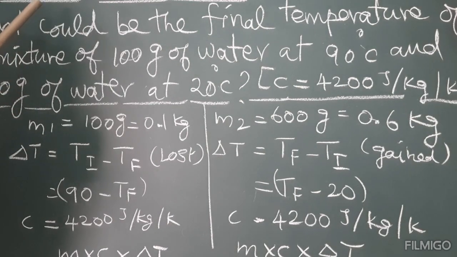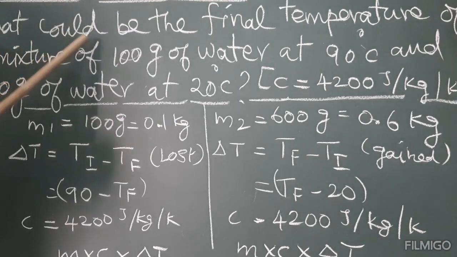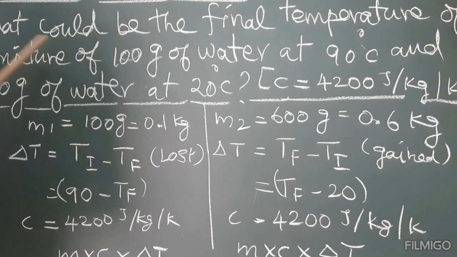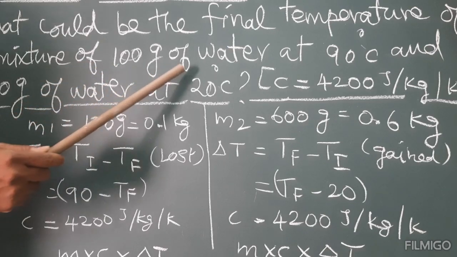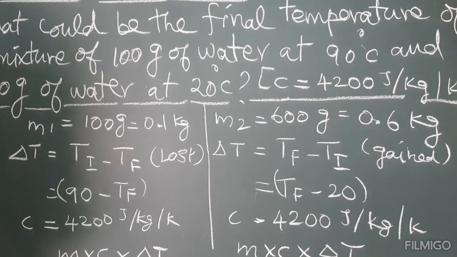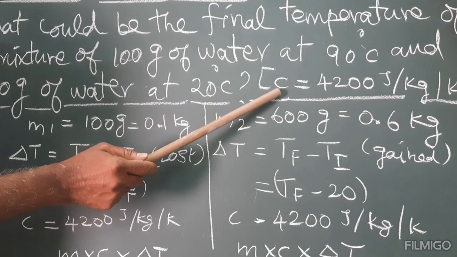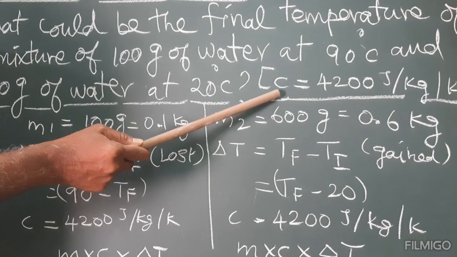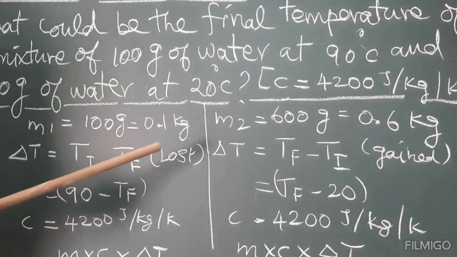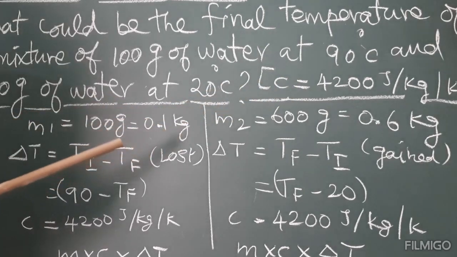Here is numerical problem number 2 of the heat chapter on the board. What could be the final temperature of a mixture of 100 grams of water at 90 degrees C and 600 grams of water at 20 degrees C? The specific heat capacity of water is given here, but it is not given in your book. It is generally a constant, so we can take this into account.